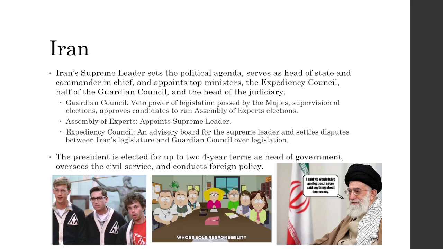The president is elected for up to two four-year terms as the head of government. They oversee civil services and conduct foreign policy and do all the boring stuff that is very involved in the mud. I guess it's probably boring either way, whatever role you have. The supreme leader is probably a more boring job because they're the head of state. But the president is going to be more tiring, because it's like going down to the basement in the mail room and doing the work there rather than just receiving your mail and sending emails saying thank you.